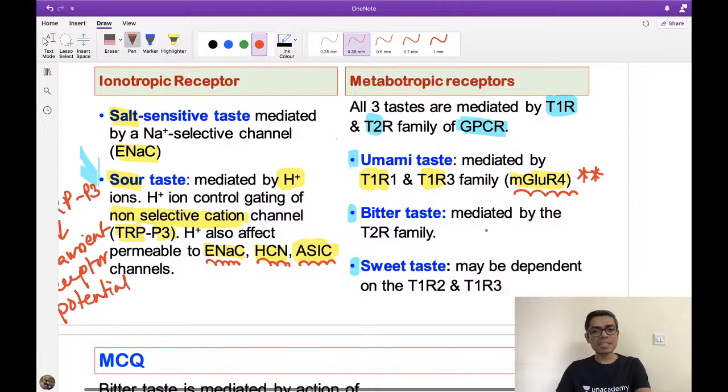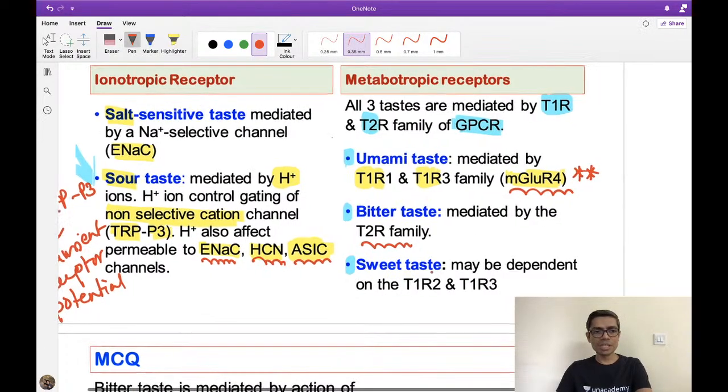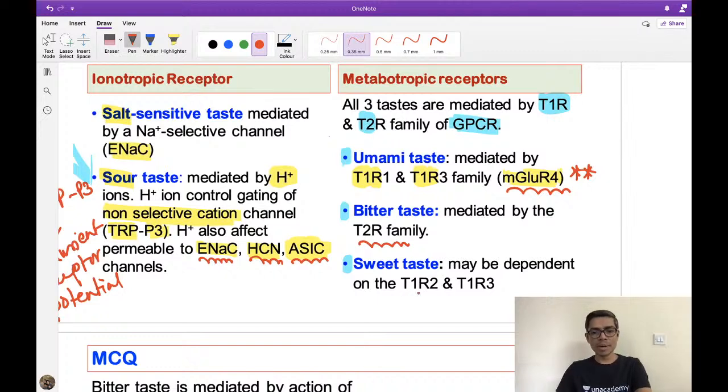On the other hand, bitter taste is mediated by T2 family, T2 receptor family, and sweet taste is mediated by T1R2 and T1R3 receptor. So this is nothing but T1 family, but T1 family's R2 and R3 variety, right? So these are the things that you have to remember about metabotropic receptors which are responsible for this chemical sense or taste, right? This is all about the taste sensation in brief. At least you remember this, your NEET PG answer will be done.